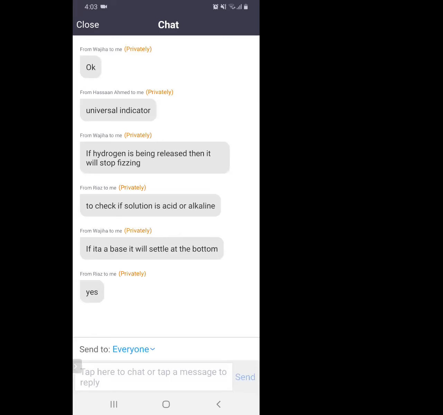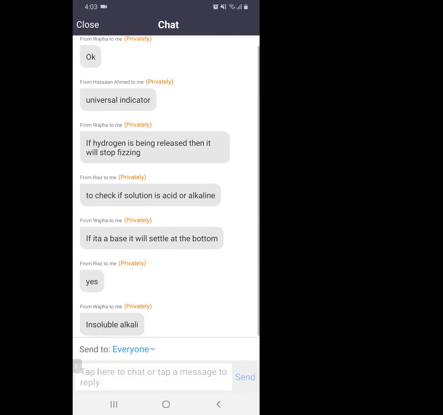If we are using a base, what's a base? You can even raise your hand if you want me to unmute you. What's a base? Insoluble alkali. Good job, Wajiha. So if we have a base, of course, it's insoluble and then it will settle at the bottom. It settling at the bottom shows us that it has stopped reacting, and whatever had to react has already reacted, and now this is left over.